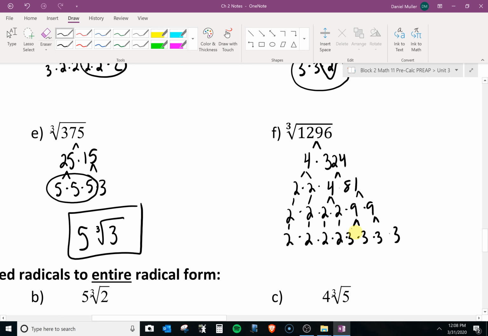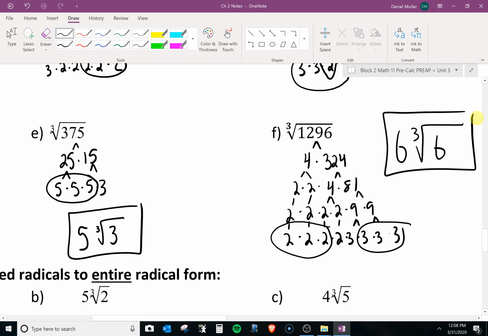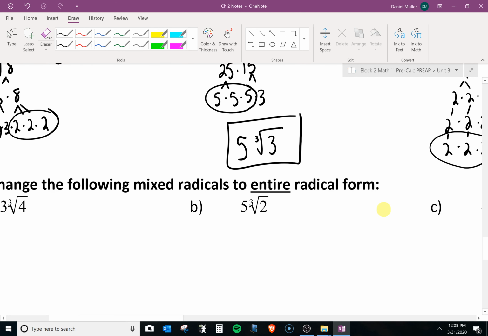So now I'm looking for groups of 3. So I see a group of 3 there, and I see a group of 3 there. 3 times 2 is 6. So I've got 6 on the outside. And my leftovers, oh, it's just 2 and a 3, which is also 6. So there we have it. That has been reduced to its mixed radical.